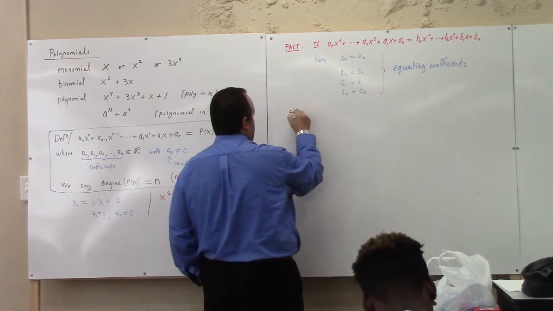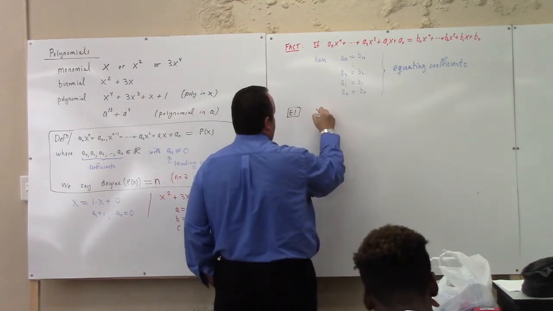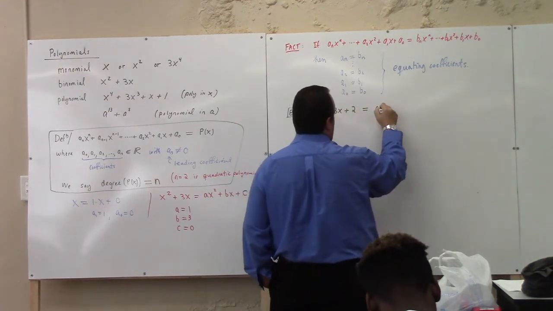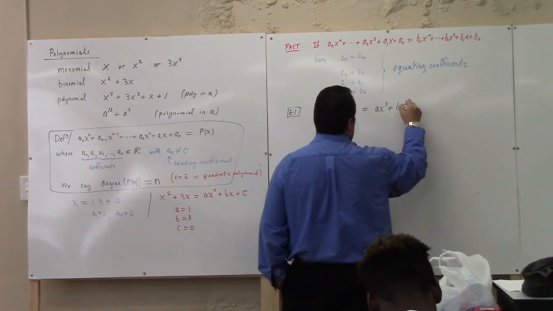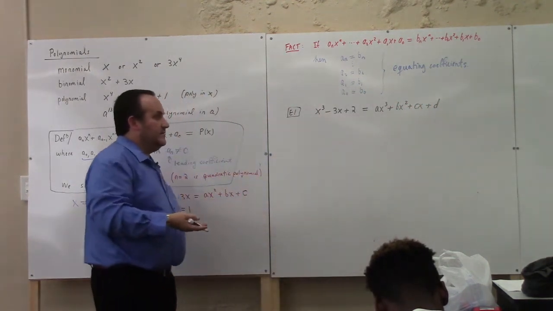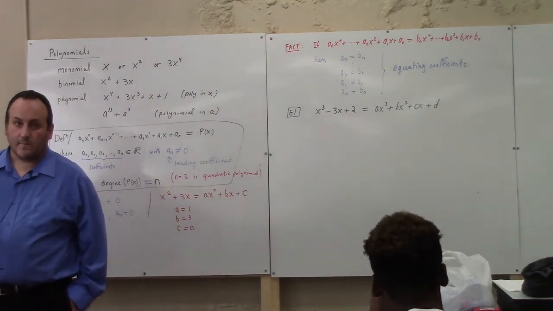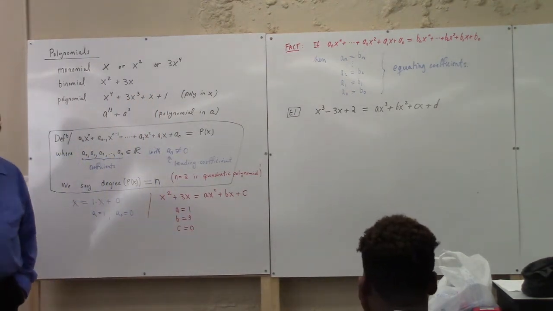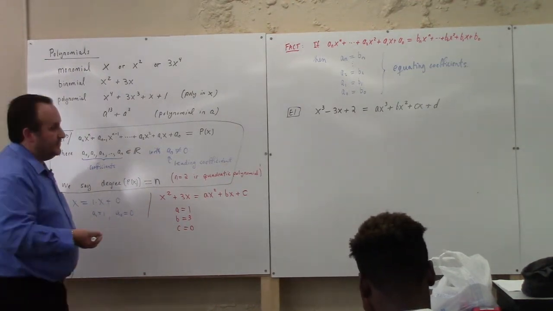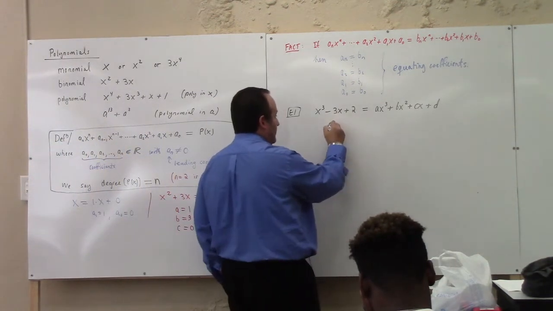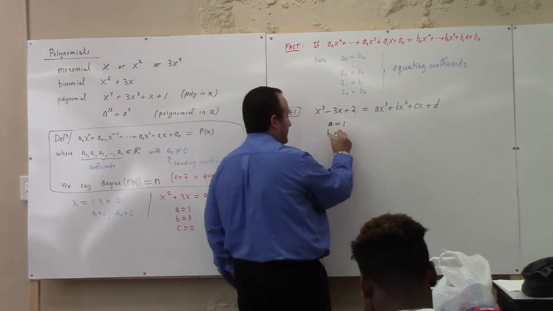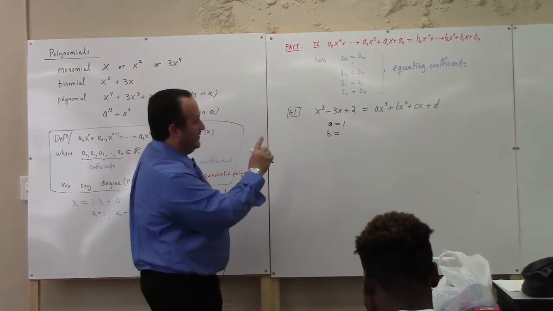So, example 1, suppose we had x cubed minus 3x plus 2 equal to ax cubed plus bx squared plus cx plus d. Can you tell me what a, b, c, and d are? Can you put into practice the result I just wrote above? Well, a is 1, right? A is equal to 1. B is equal to what? B is not equal to negative 3. Notice that it's a trap.